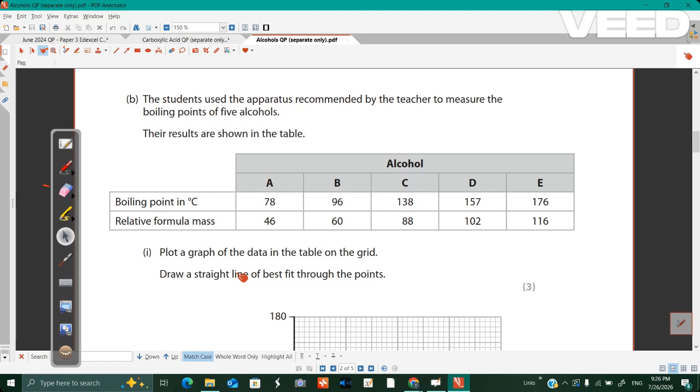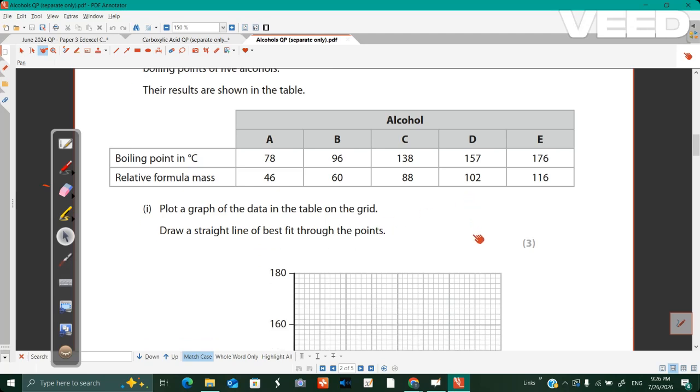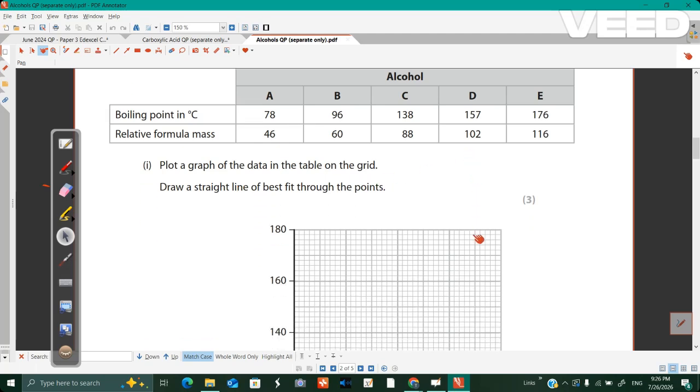Students used the apparatus recommended by the teacher to measure the boiling point of 5 alcohols. Their results are shown in the table. Plot a graph of the data in the table on the grid. Draw a straight line of best fit through the points. First of all, you must mark the data points and then draw a line of best fit. It must be boiling point relative to formula mass.